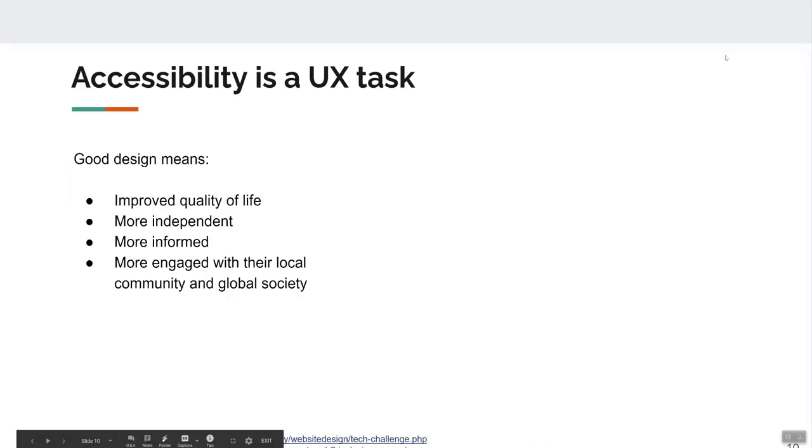What does good design mean to a person with a disability? Well, it means improved quality of life. They are more independent, more informed, and more engaged with their community. They no longer require waiting for somebody to help them with a task.